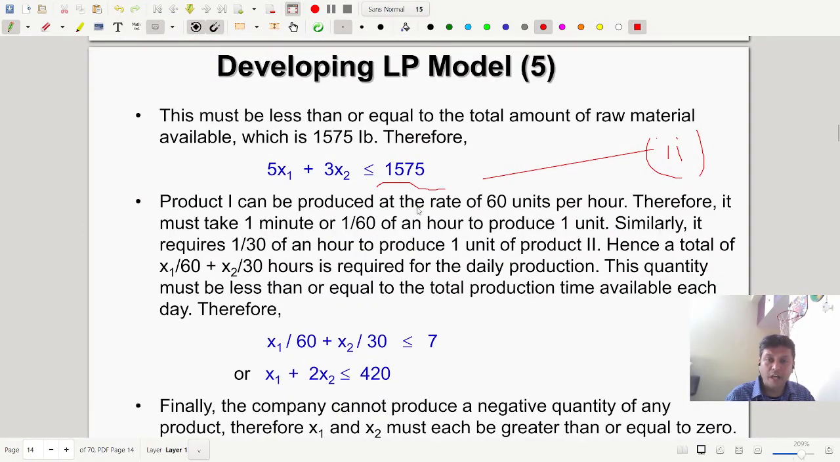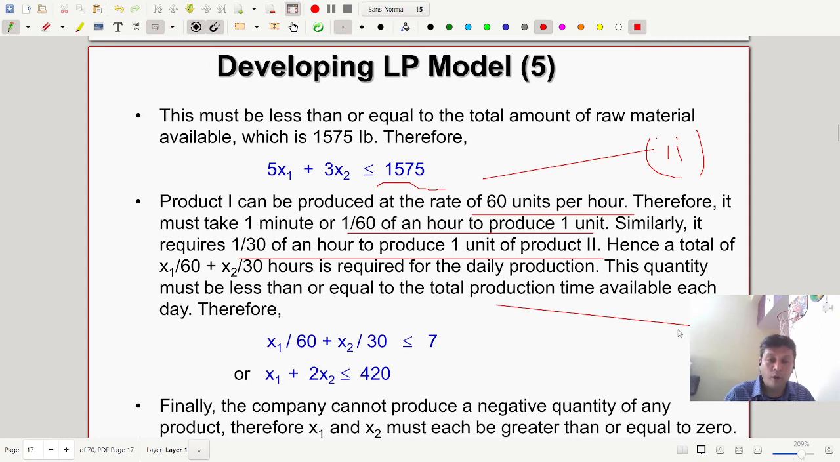Product 1 can be produced at the rate of 60 units per hour. Therefore 1 minute, or 1 by 60 of an hour, to produce 1 unit. Similarly, it requires 1 by 30 of an hour to produce 1 unit of product 2. Clear? So hence for x1 units, it's going to be x1 by 60, and for x2 units, it's going to be x2 by 30 hours. It's required for the daily production. This quantity must be less than or equal to the total production time.